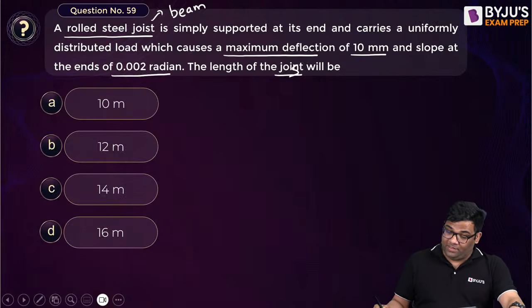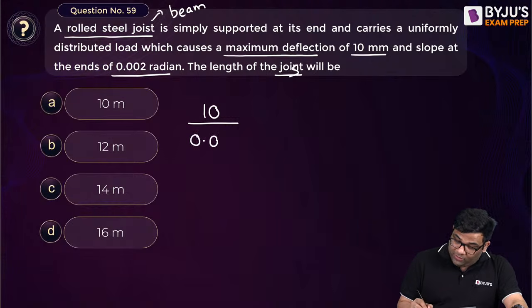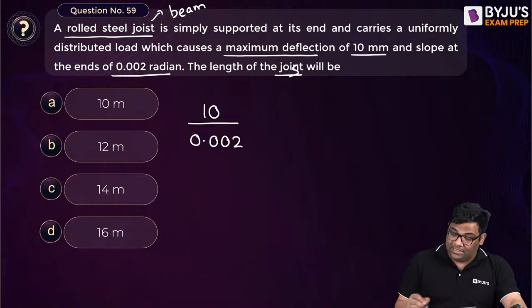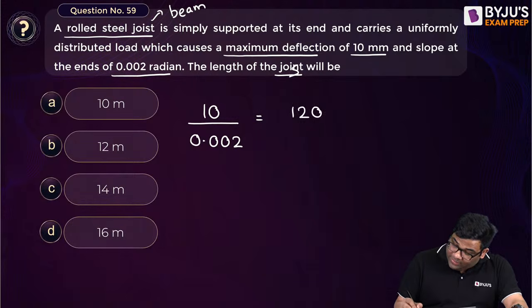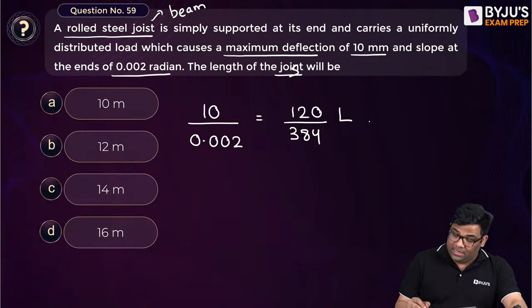And this is given how much? The deflection is given as 10 mm, and the slope is given as 0.002 at the ends, and this is equal to 120 by 384 L. So from here I can find L. L will come in mm, right? Because this 10 is in mm. So I want to find it in meters.